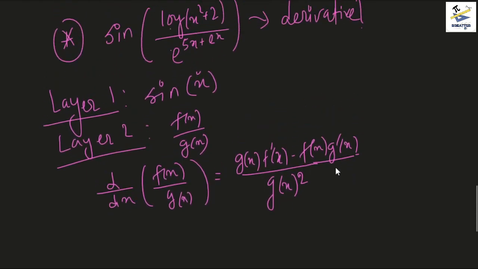What is layer number 3? So in f(x) there are two layers, right? f(x) has a layer which says that the inside function is x square plus 2. Similarly, g(x) has a layer which says that the inside function is e to the power 5x plus e to the power x, right? But these layers do not really matter because we already have a f(x) by g(x) thing here, right? So we are going to use them here directly.